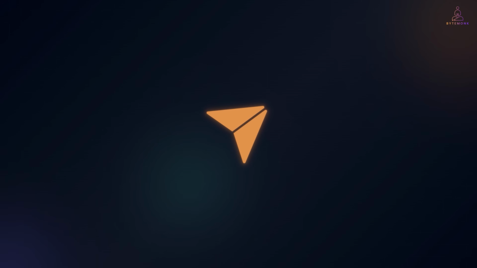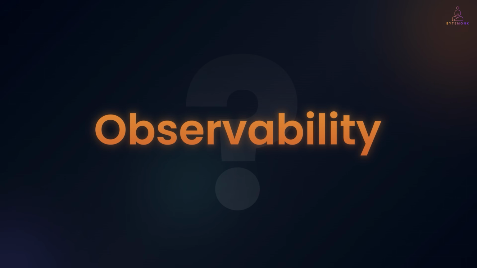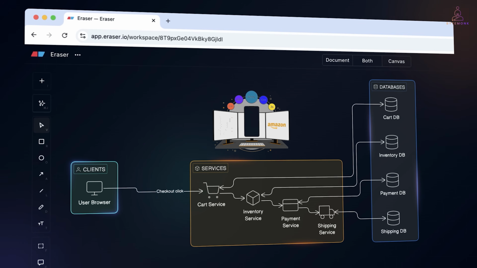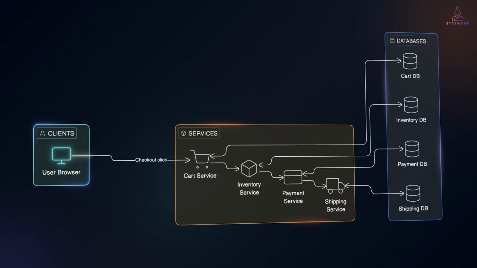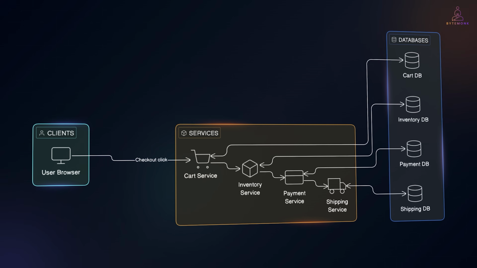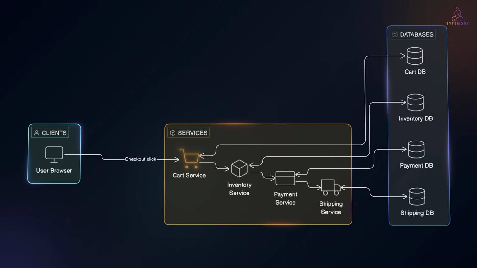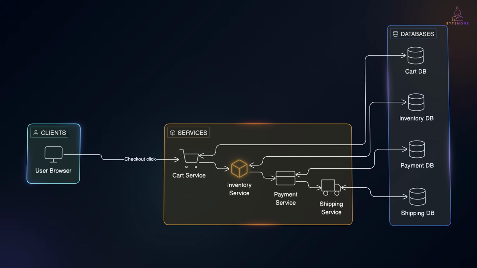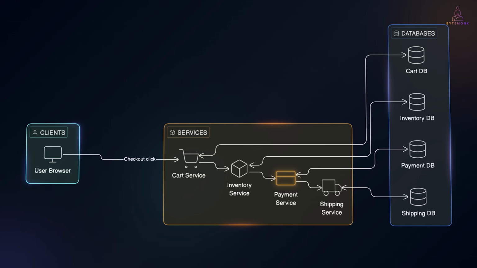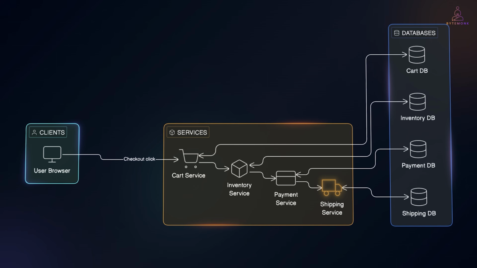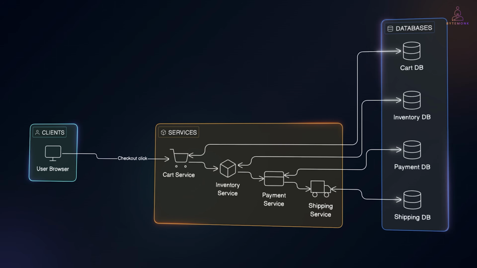Let's start with the basics. What even is observability? Imagine you are running an e-commerce site. A user clicks checkout, and behind the scenes, that single click triggers a cascade of events. The front-end service talks to the cart service, which talks to the inventory service, which talks to the payment service, which talks to the shipping service, which all talks to various databases.